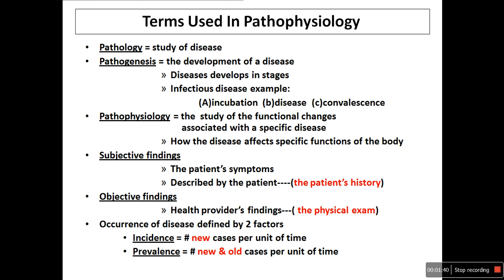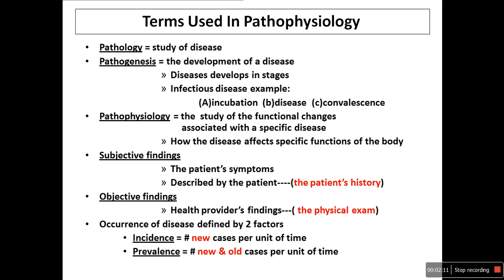Pathogenesis, the development of disease. Pathogenesis is the development of a disease. تطور المرض, development of a disease. A disease develops in stages. How does a disease develop? Diseases develop in stages. المرض يتطور أو يتم في مراحل.